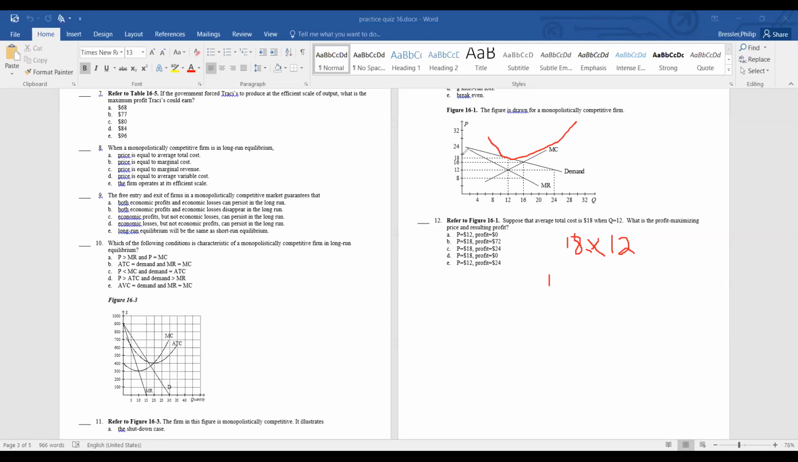My total revenue is going to be, the price is 18, and at 12 units, so my total revenue is going to be 18 times 12. So I'm going to make 0 profits, and the price is 18. And I know the price because MC equals MR is 18.